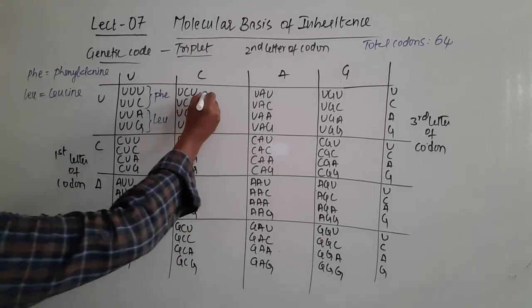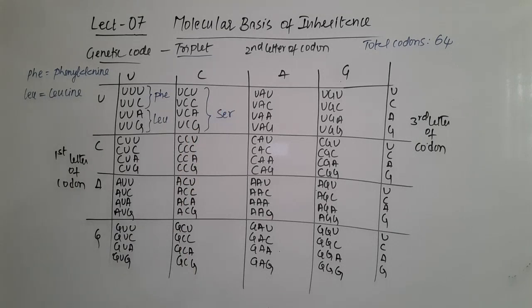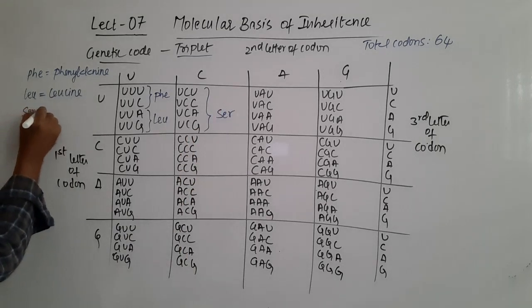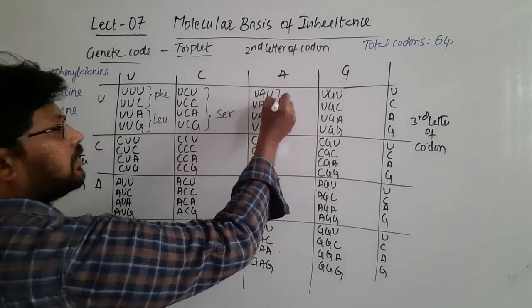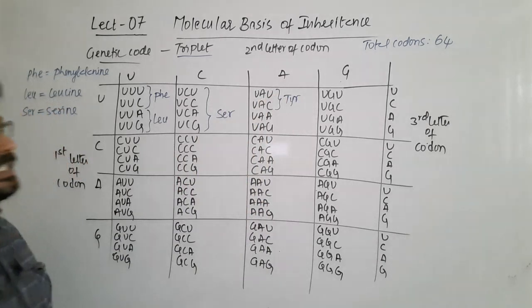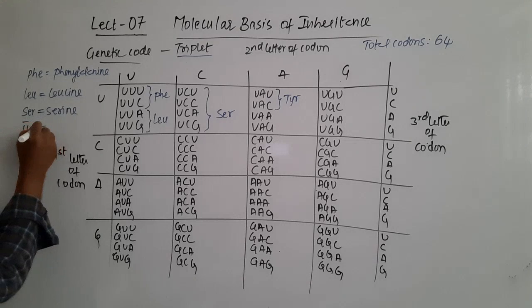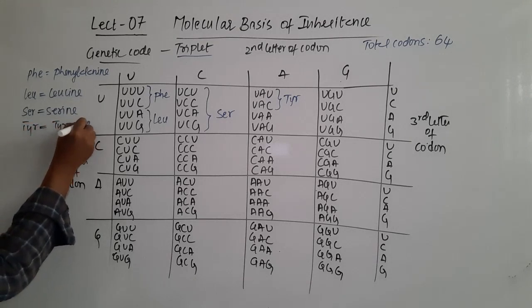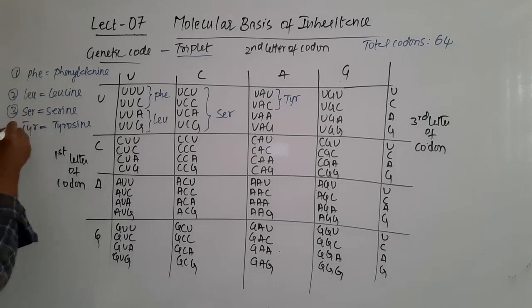The next one, all these will be coding for only one amino acid, that is called serine. SER stands for serine. The next one, UAU, UAC. So these two will be coding for amino acid called tyrosine. So they code for TYR, that stands for tyrosine. Right. So 1, 2, 3, 4 tyrosine amino acid.